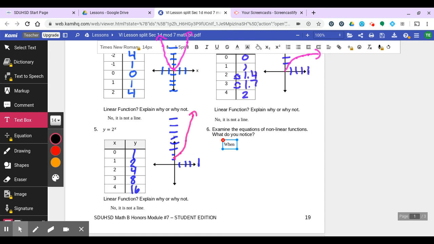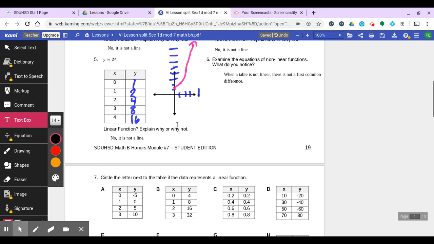When a table is not linear, there is not a first common difference. Again, if I'm typing too fast for you, you can always pause the video and catch up.